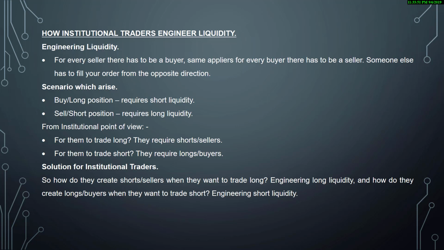So what's the solution then for these institutional traders? What do they do? How do they create short sellers when they want to trade long? They engineer long liquidity, right? And how do they create long buyers when they want to trade short? They engineer short liquidity, right? How then do they do this?